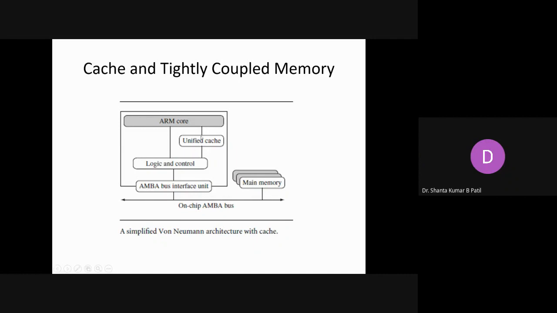Or sometimes we are placing a small memory in the processor. The small memory which is built in the processor is called the cache memory. The memory which has been brought very near to the processor chip is called a tightly coupled memory.